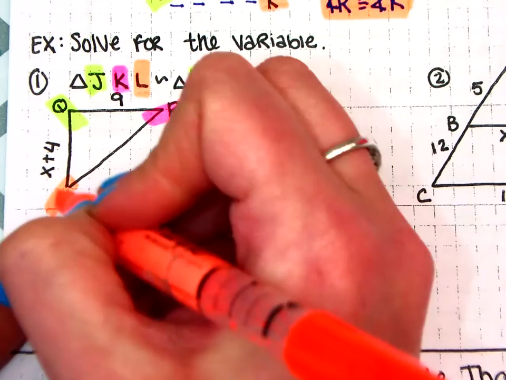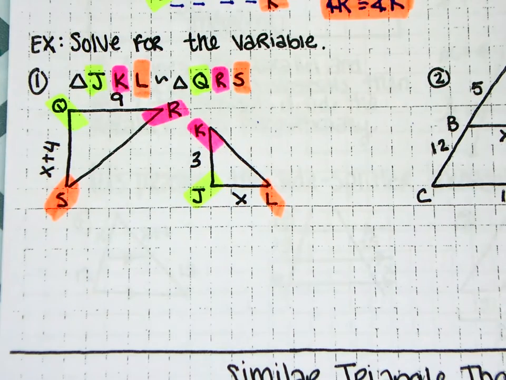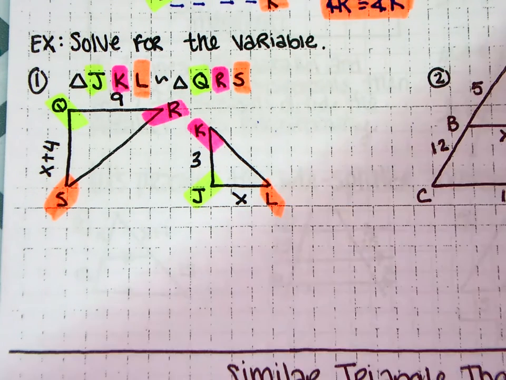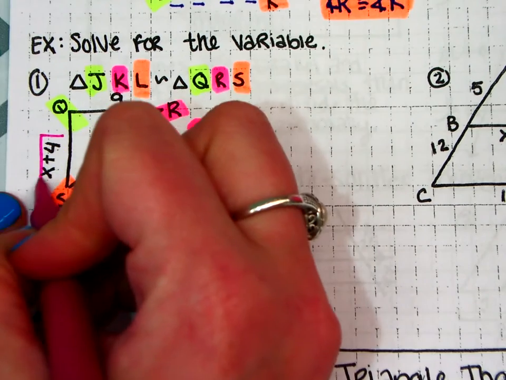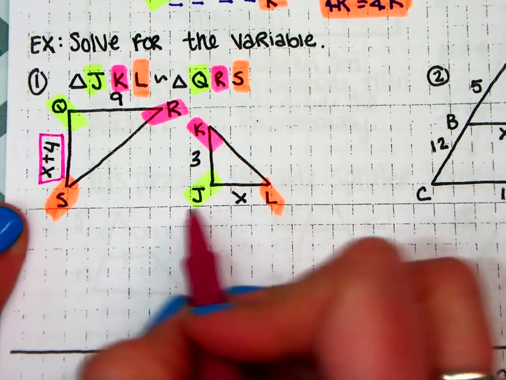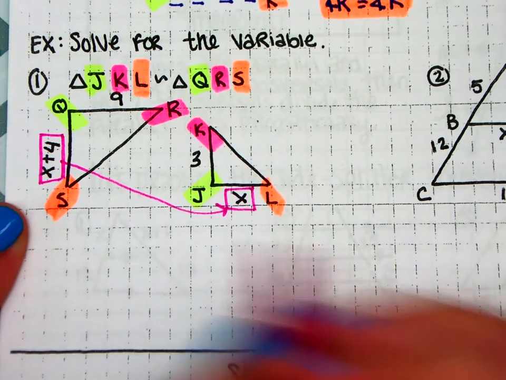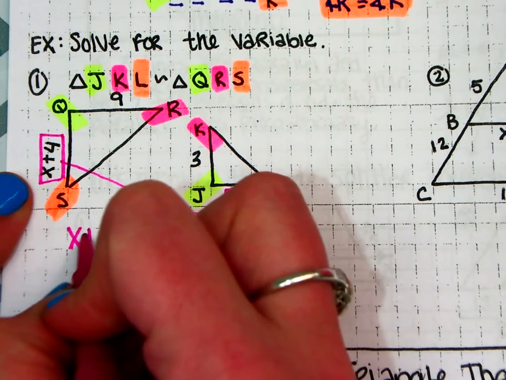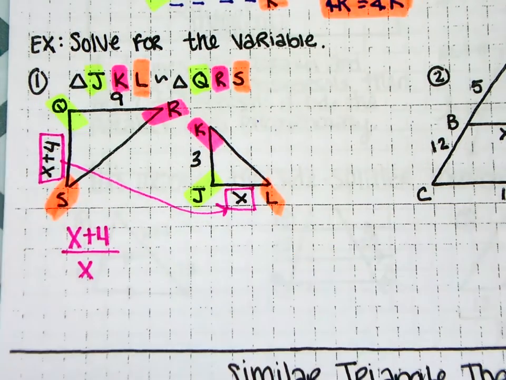L and S. Okay? Now we can start matching our sides up to make our proportions. So it's all about matching proportions. So I'm going to start with, let's see, this side, x plus 4. Well, that is between yellow and orange. So yellow and orange over here is x. So this side goes with this side. So I'm going to put this one on top, and then I'm going to put the x on the bottom.